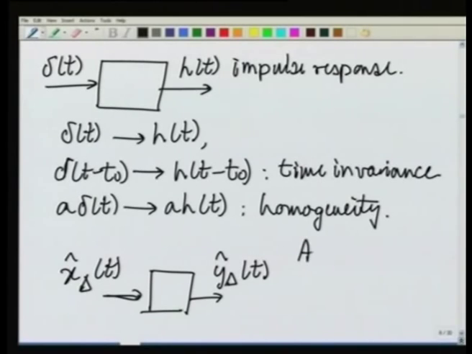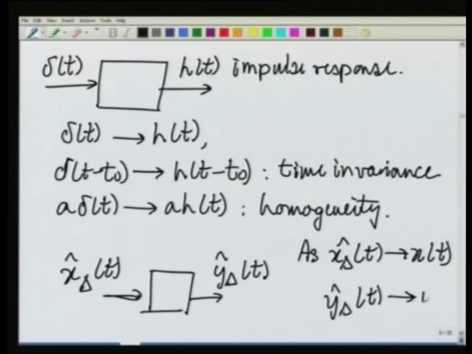As delta tends to 0, x hat delta of t tends to x(t), y hat delta of t will tend to y(t). This is what we will try to arrange.